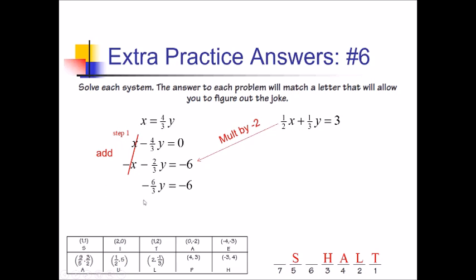There's a few things I could do at this point. One thing I noticed, though, is that 6 is divisible by 3. So let me just reduce this to negative 2y. And that'll make it a little bit simpler to deal with moving forward. Dividing by negative 2, I end up with positive 3. So that's my y value.